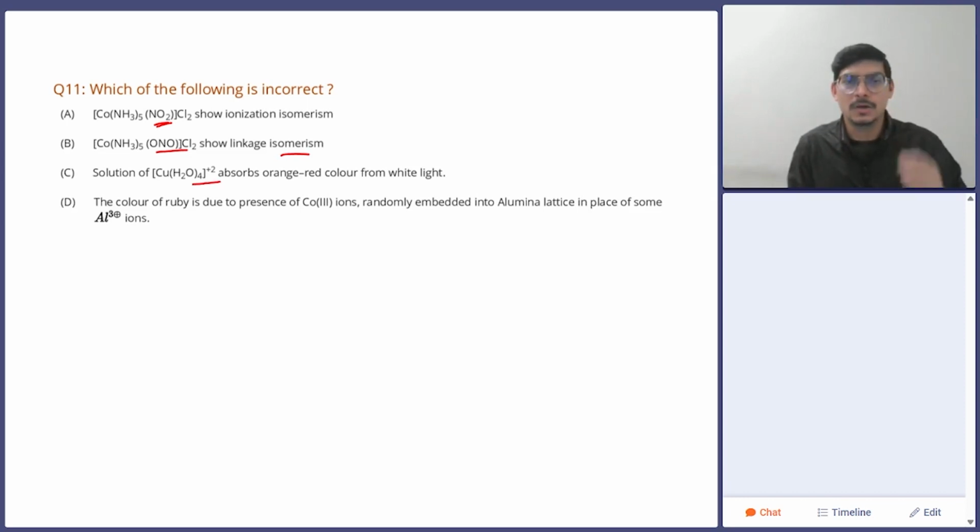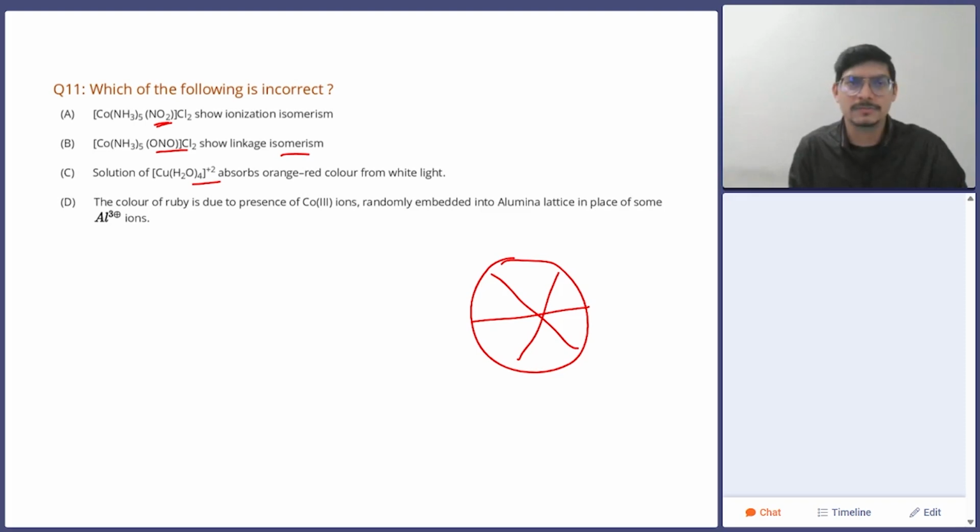Solution of this absorbs orange red color from the white light. So this is a little bit based on a mnemonic or a short trick that observed and absorbed colors are complementary to each other, and sometimes we predict this using this color wheel, which is based on VIBGYOR, the visible spectrum in which we drop the indigo, right? So this is violet, this is blue, and this is green, yellow, orange, and red, right? So we know one thing for sure, that Cu(H2O)4 2+ appears blue, right? So yes, it must be absorbing somewhere around orange, red. So yes, this statement is correct.